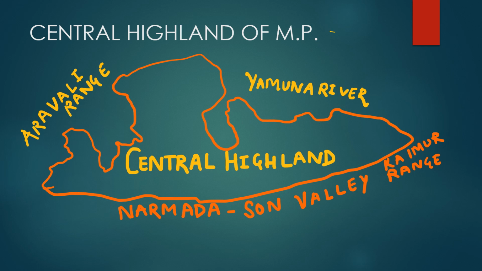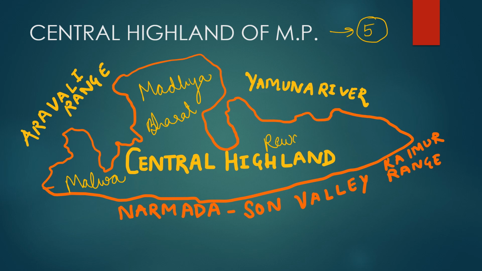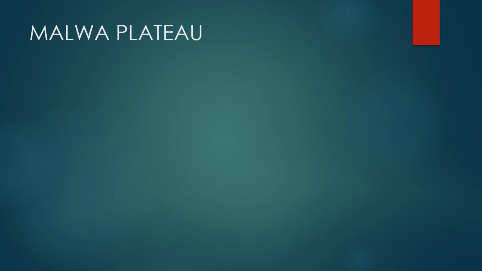There are 5 subparts of the Central Highlands of MP. The first one we have is Malwa Plateau. Next one we have is Madhya Bharat Plateau. Next one we have is Rewa Panna Plateau. And the next one is Bundelkhand Plateau. And here we have Narmada Son Valley. These are the 5 divisions of Central Highlands of MP. Moving on, the first one, Malwa Plateau.